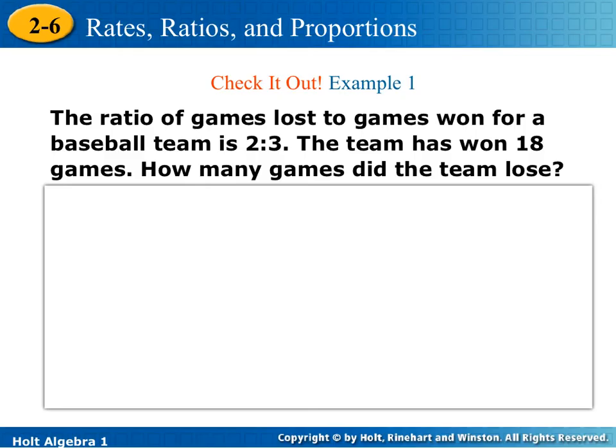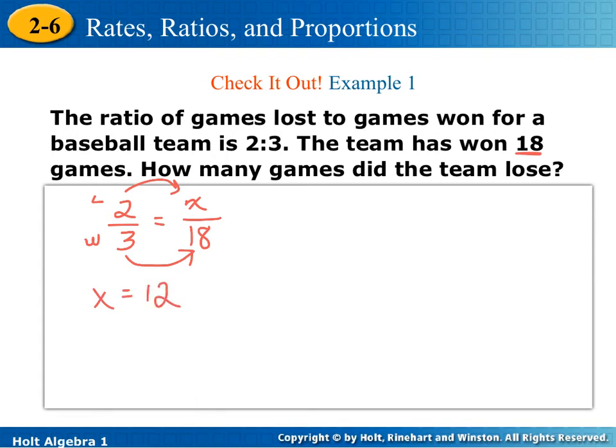So here's another quick example. The ratio of games lost to games won for a baseball team is 2 to 3. And the question is, if the team won 18 games, how many games did they lose? So let's see, lost to won. Lost would be in the numerator, won would be in the denominator. The team has won 18 games, so I need to put that number of wins where the number of wins go, and that's in the denominator. And then I can cross multiply. Or I can notice I'm multiplying by 6. So multiplying by 6 here would give me x equals 12.